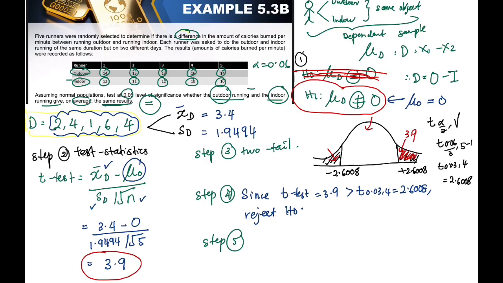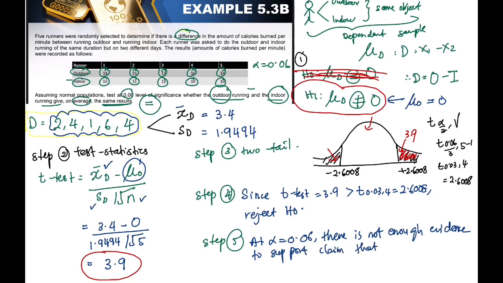So your conclusion, at alpha 0.06, there is not enough evidence to support the claim that the amount of calories burned outdoor and indoor is similar. So maksudnya dia berbeza.